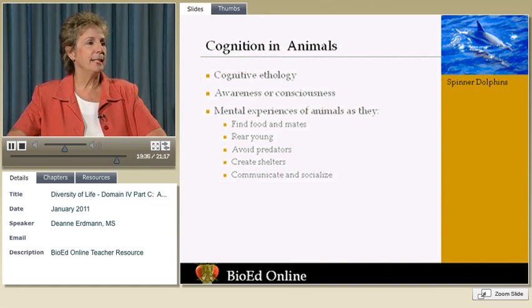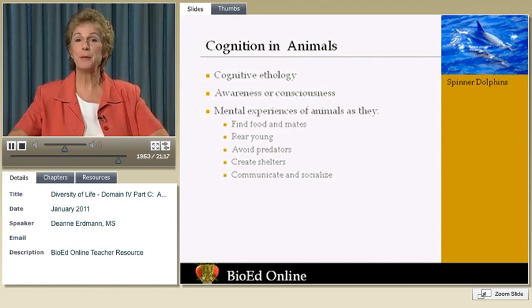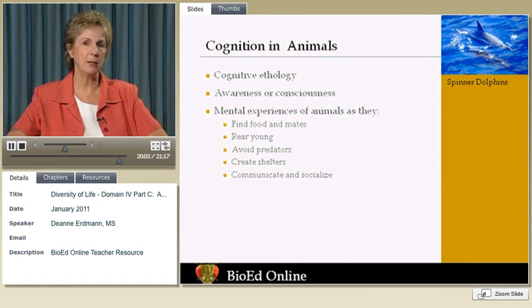Do animals process information and respond in a manner to suggest thinking? When you think about some of the problem-solving abilities of animals, or you think about some of your own experiences, sometimes I think maybe my dog has higher cognitive abilities than I do, because she has me pretty well trained. But when cognitive ethologists look at organisms, they talk about mental experiences because they're open to the idea that some animals may have an awareness or a consciousness of themselves.